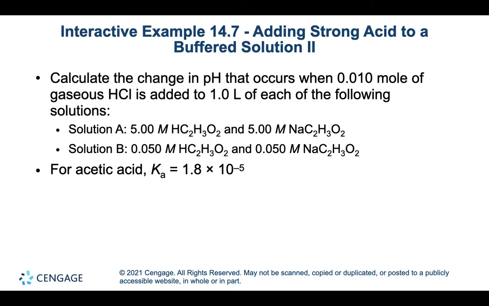So let's look at two different buffers. One is 5 molar acetic acid and 5 molar sodium acetate, acetate being the conjugate base of acetic acid, and then 0.05 molar, 1/100th the molarity, acetic acid and sodium acetate. And in each case, we're going to see what will happen to the pH when 0.01 moles of HCl is added. We're going to add it in the gaseous form so as not to change the volume of the solution. Remember, acetic acid has a Ka of 1.8 times 10 to the minus 5.